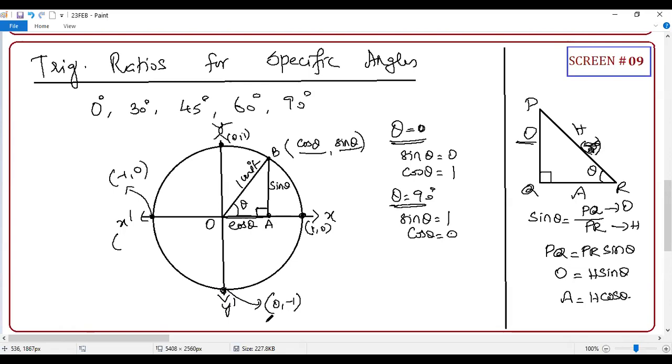Guys, indirectly what are you learning? When the angle is here, what is the theta? 180. So cos 180 is what? Minus 1. Sin 180 is what? 0. What is the theta here? If we rotate and come here finally, theta will be 270. So right now I am teaching you what is cos 270? 0. Sine 270 is minus 1. Are you clear?